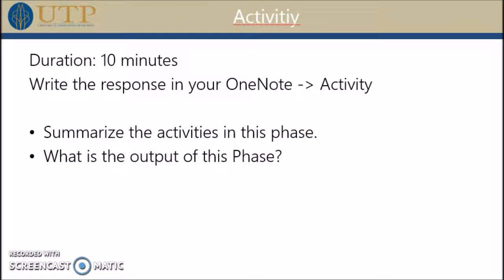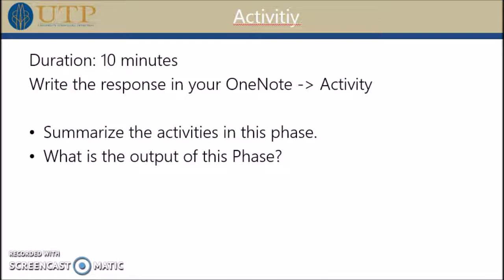This is the activity for phase 3. Write your response in your OneNote activity section, or if you are using Open Learning, put your response into Open Learning. What I want you to do is summarize the activities in this phase, and also state what the output of this phase is. I think I've mentioned to you the output of this phase.